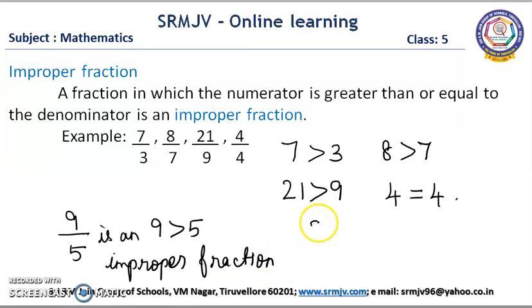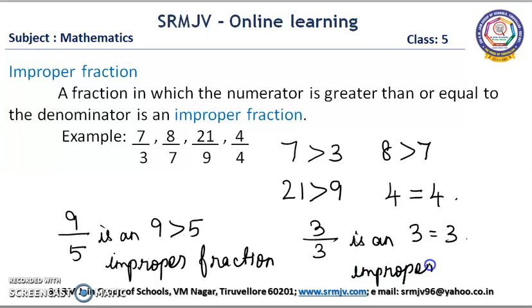Here 3 by 3. Here the numerator 3 is equal to the denominator 3. So 3 by 3 is an improper fraction. Can you understand, children? So if the numerator is greater than or equal to the denominator, the fraction is an improper fraction. Can you understand, ma?